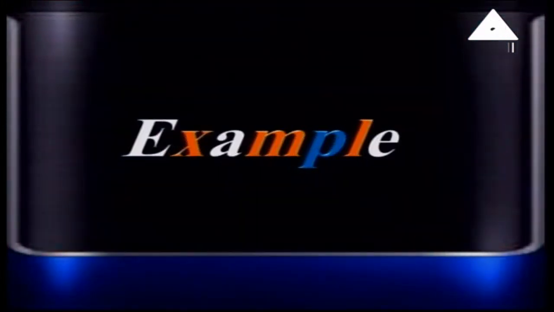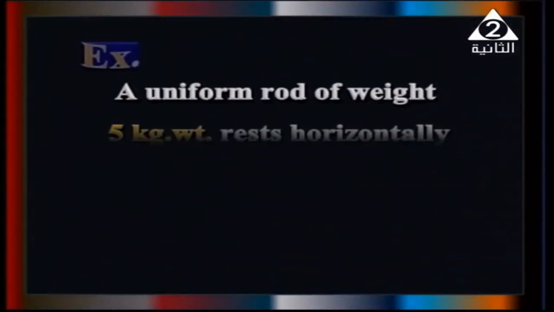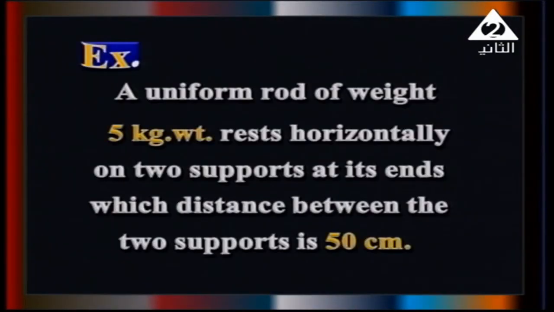My dear students, now we move to the first example. A uniform rod of weight 5 kilogram weight. What is the meaning of a uniform rod? Excellent. Its weight acts at the midpoint of the rod. If the rod is 100 centimeters, then its weight acts at its midpoint, at 50 centimeters from one end.